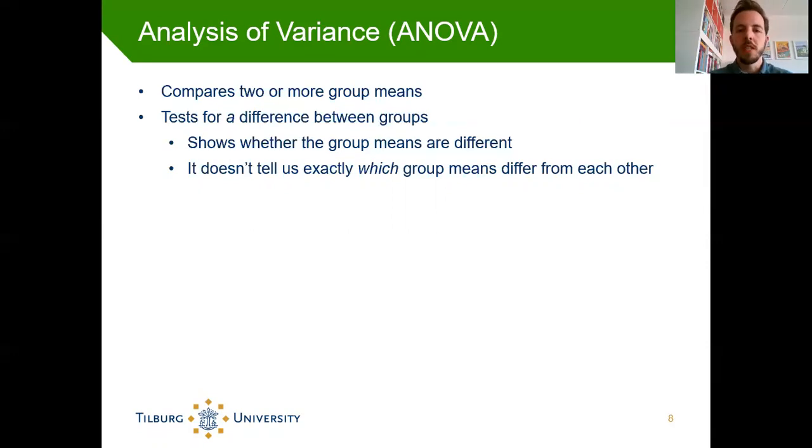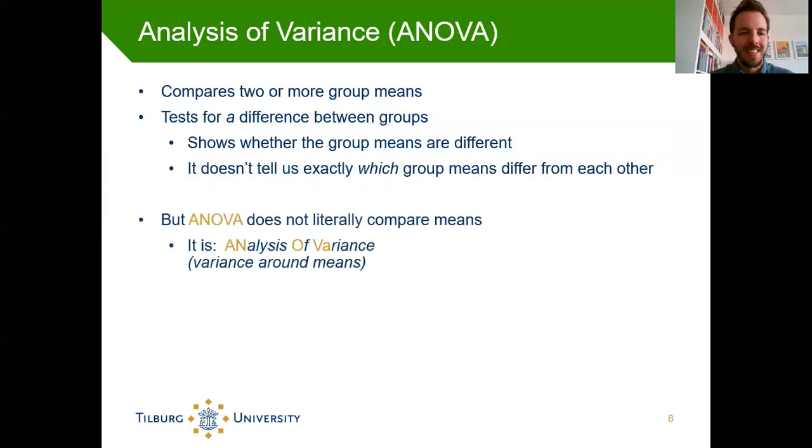So ANOVAs will test whether the group averages, so the group means, the mean score per group, are actually different from each other. What it doesn't do yet is tell exactly which group means differ from each other. Say you're comparing 4 different groups, then an ANOVA can tell you whether those groups differ from each other in general, but it won't tell you yet which of those exact groups differ. Later on, we'll look at some kind of test that you can do in addition to see which specific groups differ.